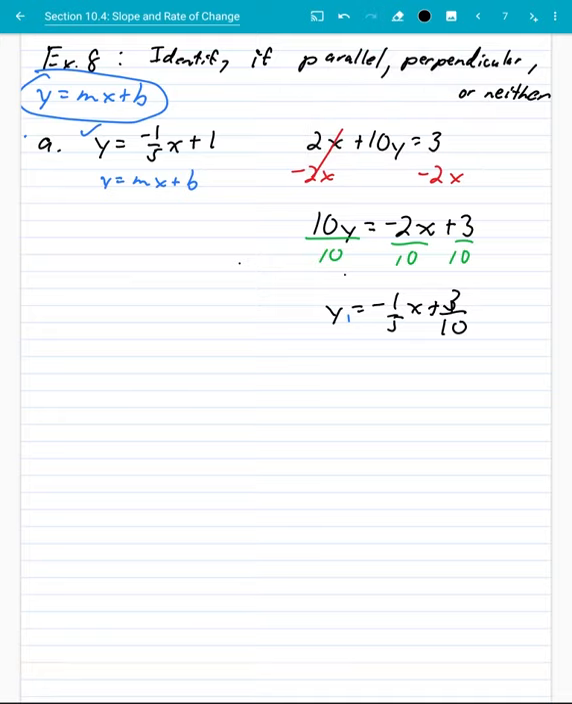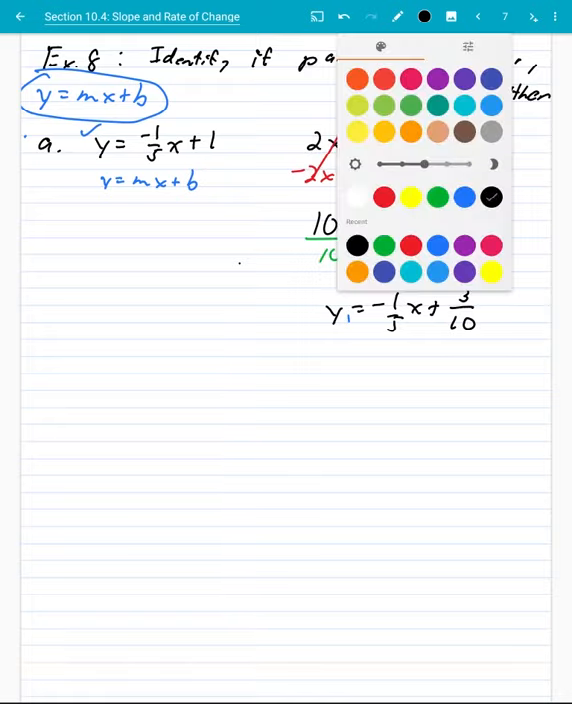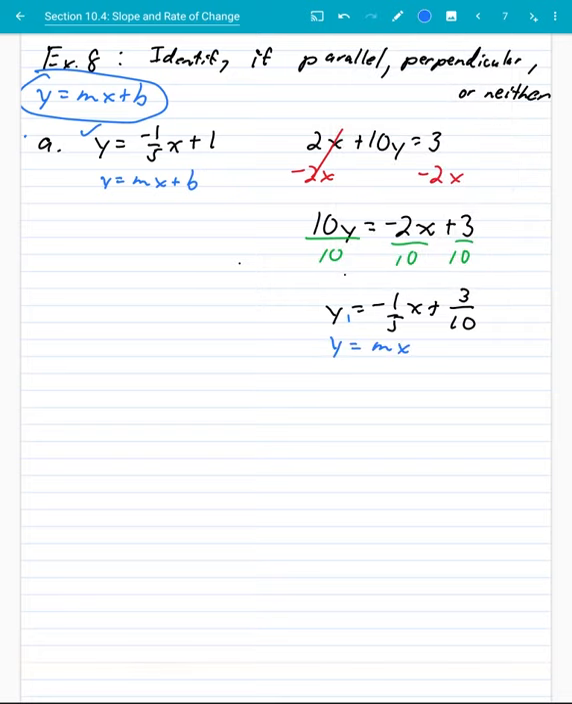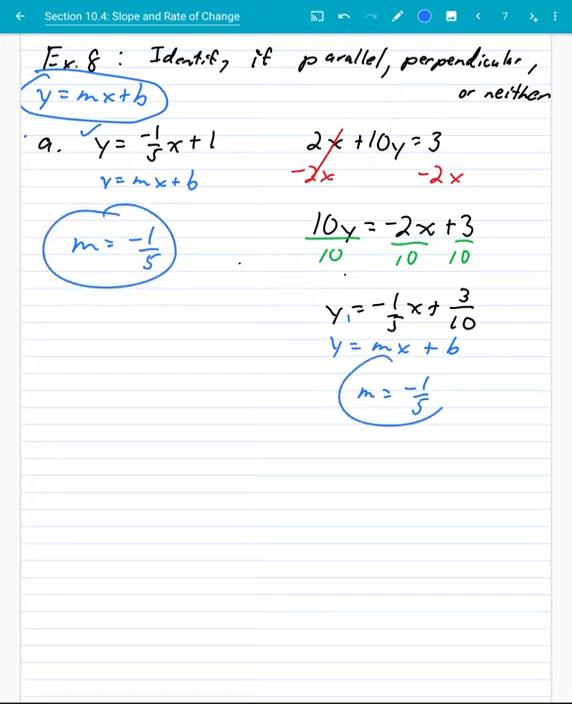That's pretty ugly. Let me fix that up a little bit. 3 over 10. So now we can see that this one is indeed in y equals mx plus b form. So we just need to identify the slopes. The slope on this one is negative 1 over 5. This one is negative 1 over 5. So since the slopes are the same, we would say that they are parallel. So it asks for parallel, perpendicular, or neither, and you have to solve for y to figure that out.